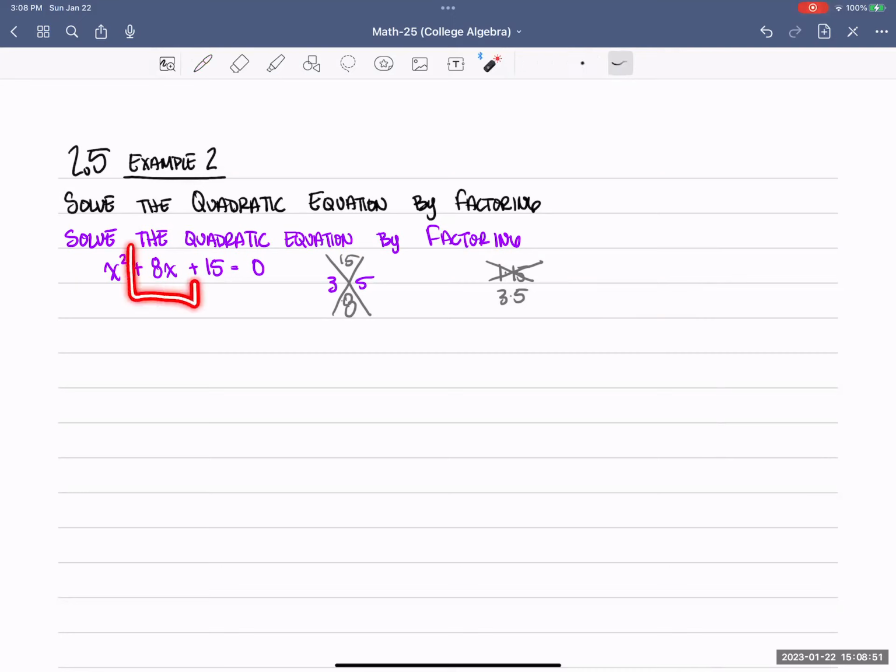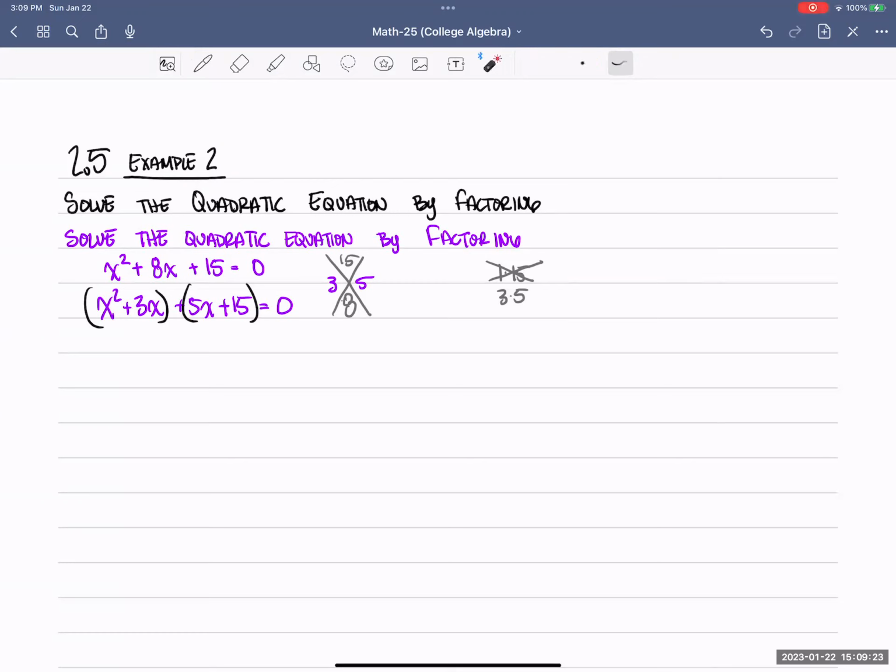Now looking at this 8x, instead of writing 8x, I'm going to write it as the sum of 3x and 5x. So x squared plus 3x plus 5x plus 15 is equal to 0. And now from here, what we're going to do is factor by grouping. So grouping the first two terms together, grouping the second two terms together, and factoring out as much as we possibly can from each of the groups.